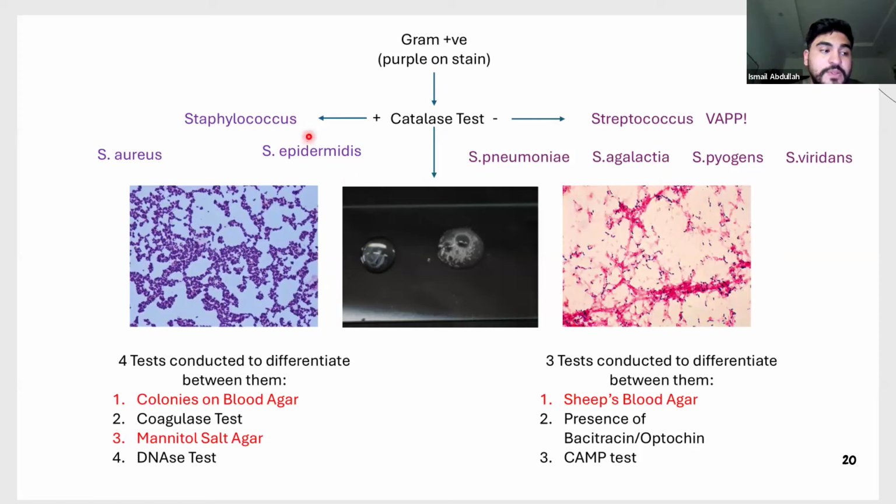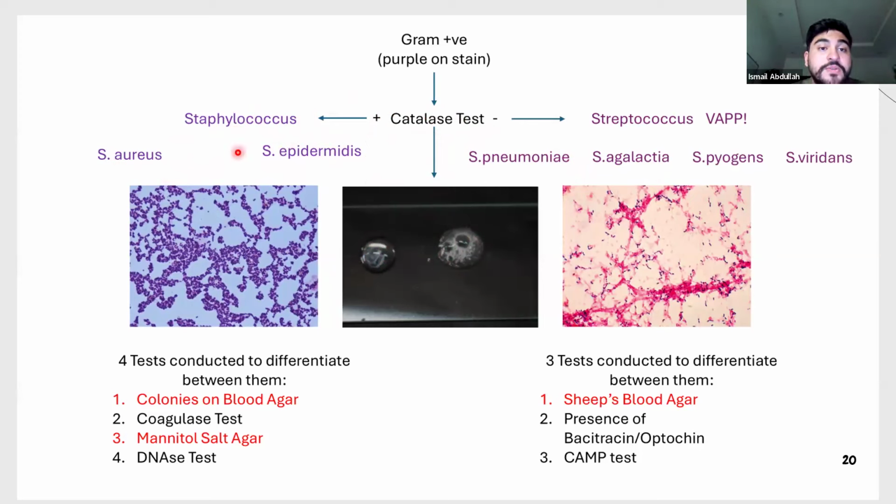The trick to differentiate between them is to undergo a catalase test. When you undergo a catalase test, if it's a Staphylococcus species, it's going to show a bit of bubbles. It's going to be fizzy. But if it's Streptococcus, it's going to be just still, no bubbles.